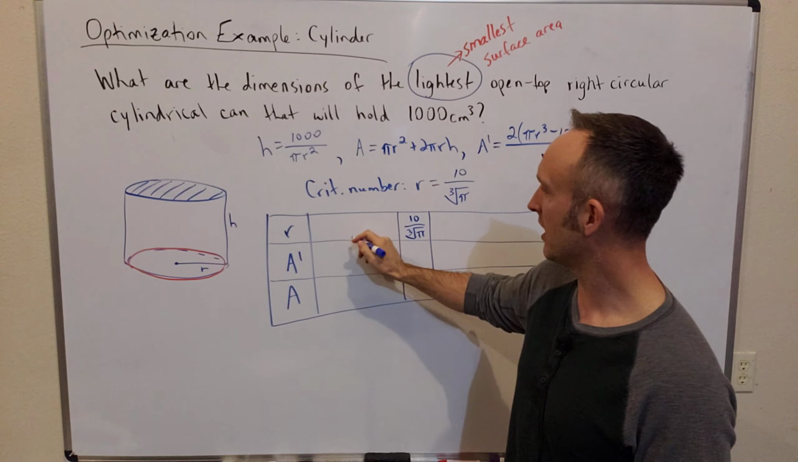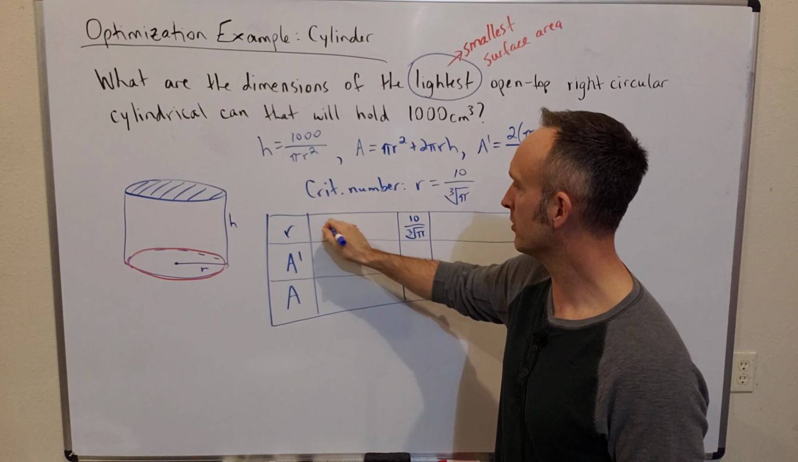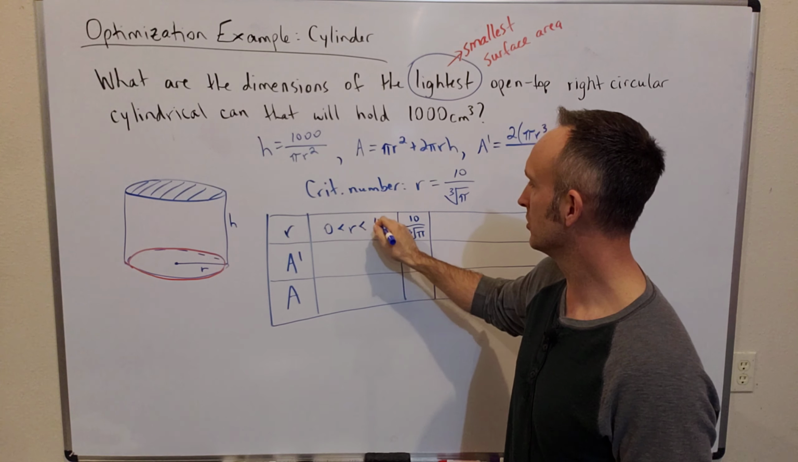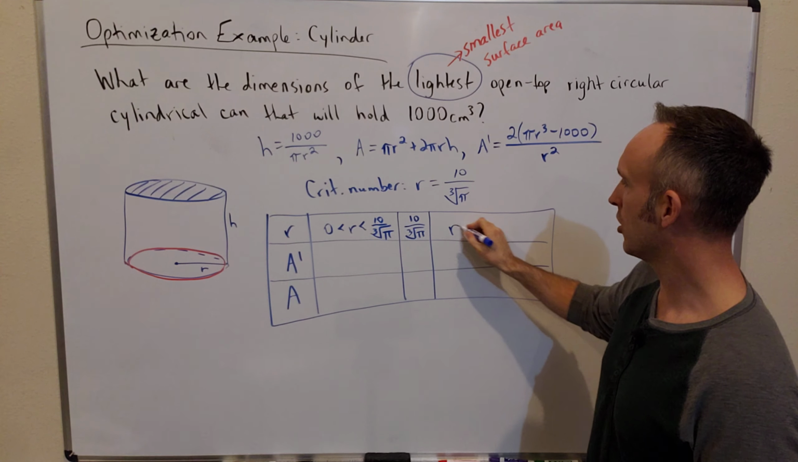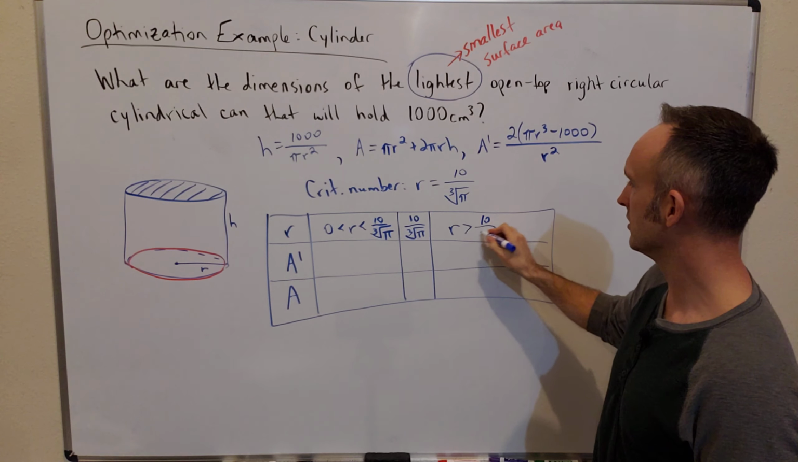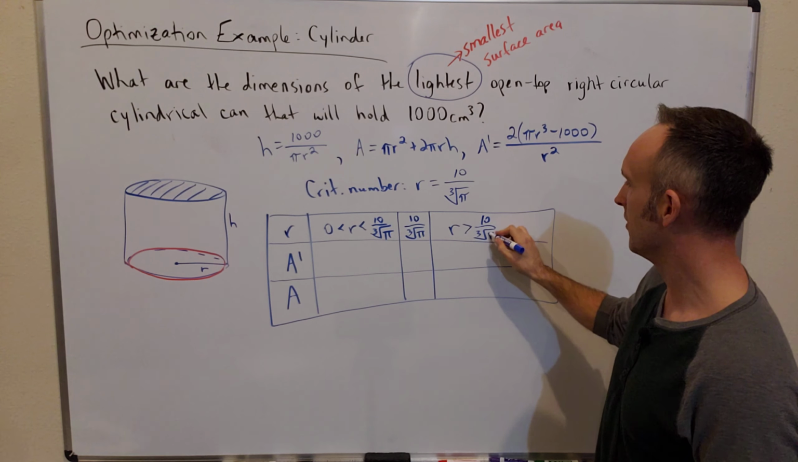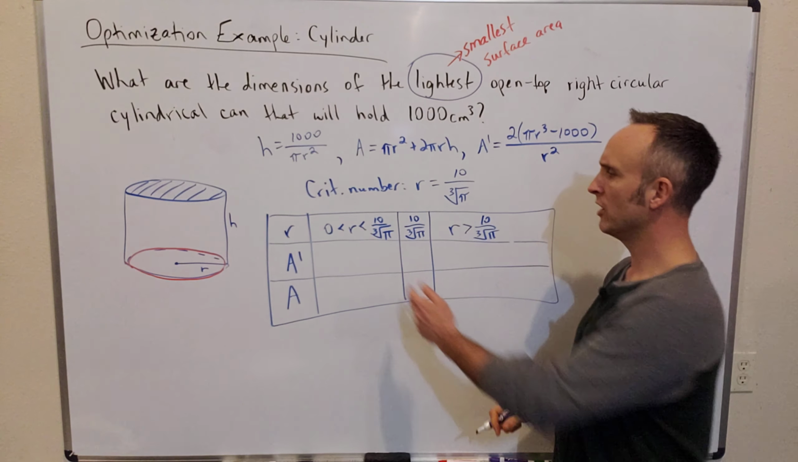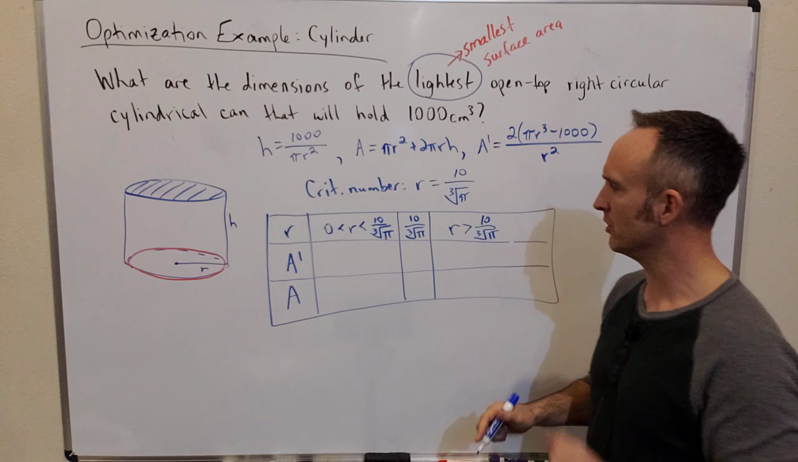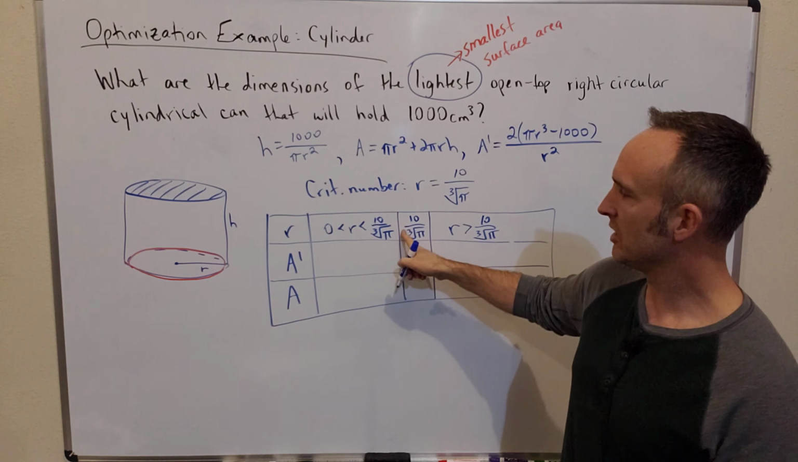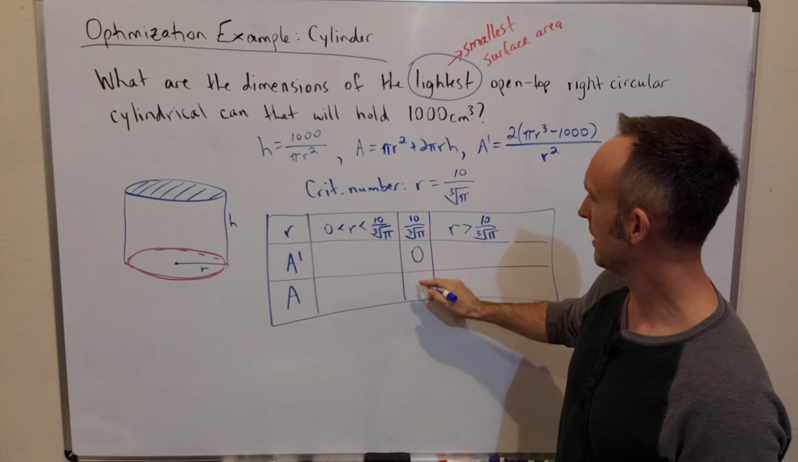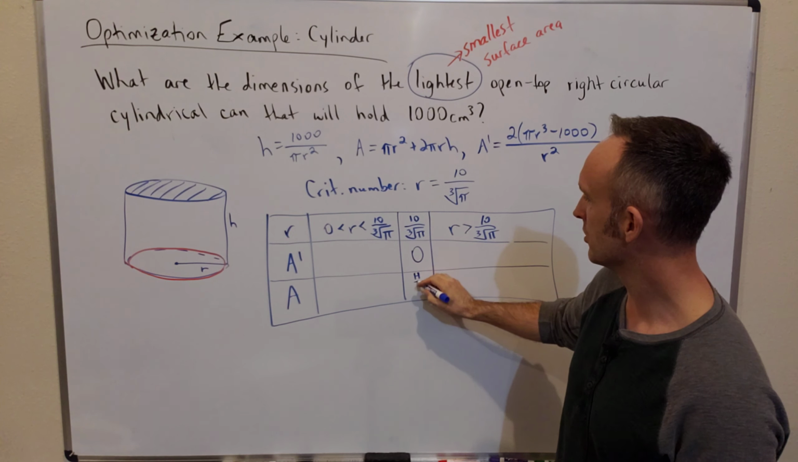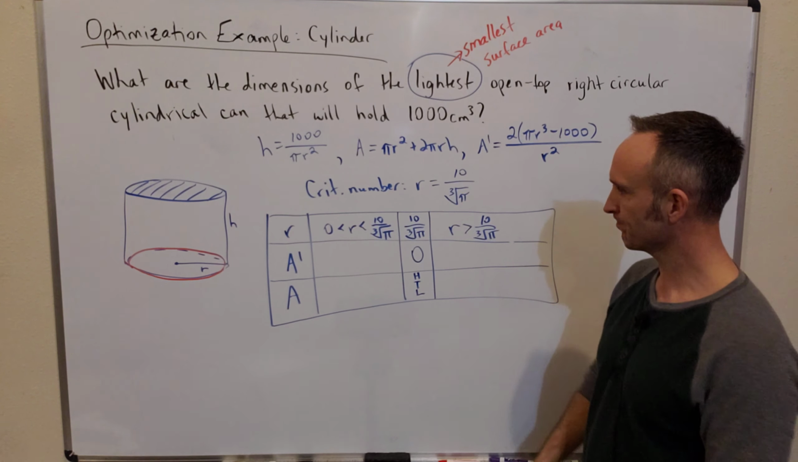Remembering that on this side, r has to be greater than 0, but also less than 10 over the cube root of pi. And on this side, r could be anything greater than 10 over the cube root of pi. Then I'll determine the values of A prime at each of those intervals. At the critical number, we already know that A prime was 0.